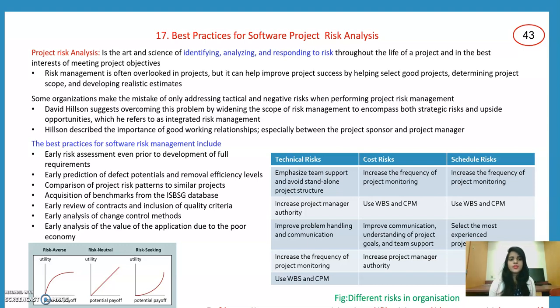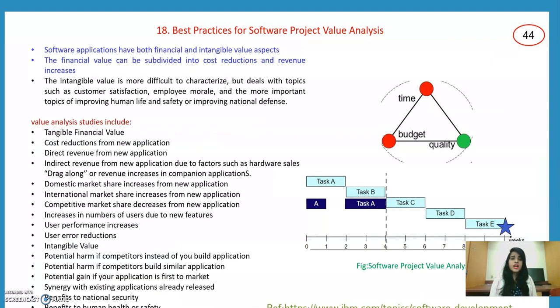The best practice for software risk includes risk analysis even prior to development of full requirements, because we need to have a risk analysis before any requirements of a software product. So the early prediction of defect potentials and removal efficiencies, comparison of the project risk patterns to similar projects, and acquisition of benchmarks from the ISBSG database are very important in order to evaluate the risk analysis for every project. Another one is the best practice for software project value analysis.